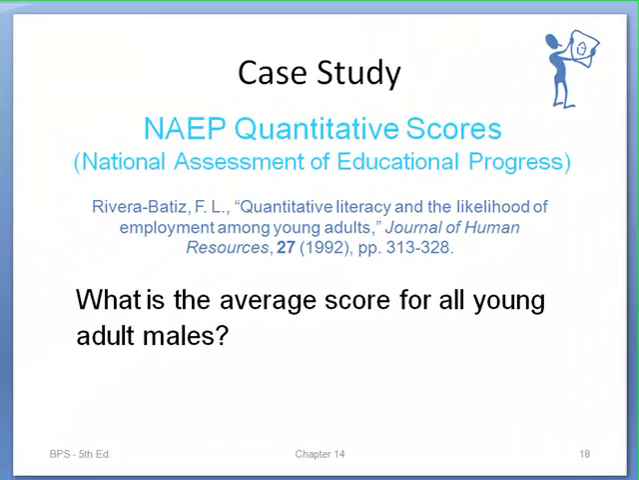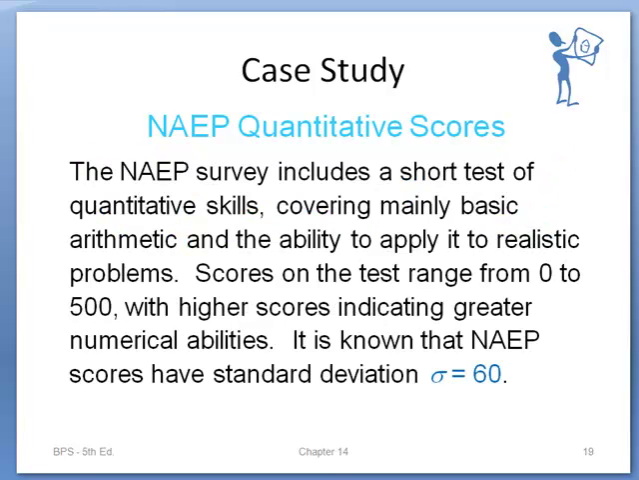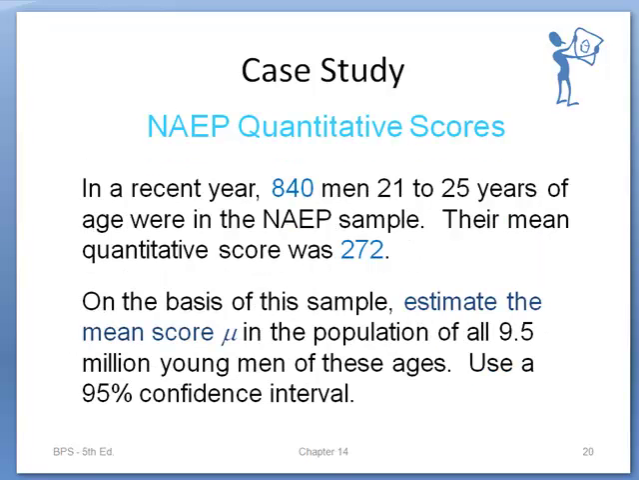The NAEP quantitative scores: we want to find the average score for all young adult males. Please go on and read the problem. Now remember that we are to assume that the population is normal and that the samples we take are from a simple random sample. And this is the problem. We want to find the mean score. So we have a sample of 840 men.